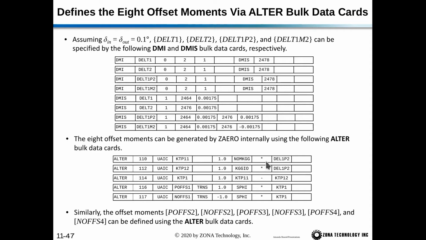So our nominal KGG times del1 P2 gives us our KTP11, and then we pre-multiply our KGG-IO times del1 P2 gives us KTP12. Then if we subtract the 2, that gives us KTP1. And then SV times KTP1 is our positive offset, and then minus SV times KTP1 is our negative offset. The remaining offset moments can similarly be defined using alter bulk data cards.